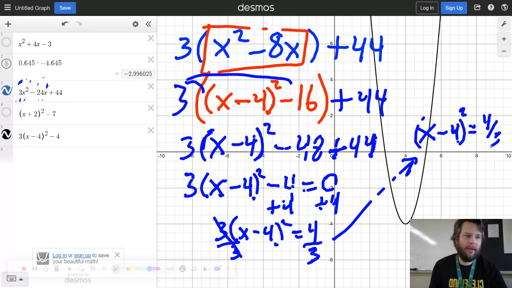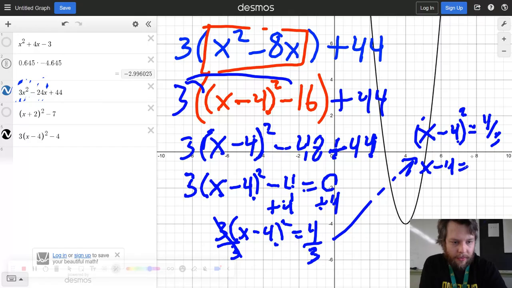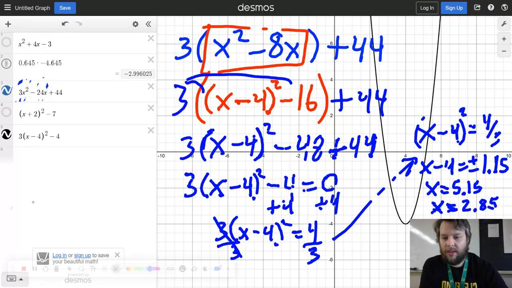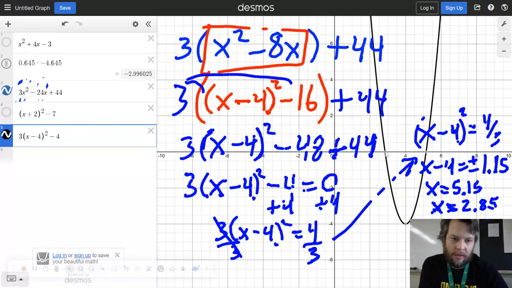Then I take the square root of 4/3. Remember, I get two answers. I get a positive and a negative answer. So x minus 4 equals positive or negative 1.15-ish. Last step is to add 4 to that. So the positive 1.15 plus 4 is 5.15, and the negative plus 4 is, what is that, 2.85-ish. And you can see that those two numbers land right there and right there.